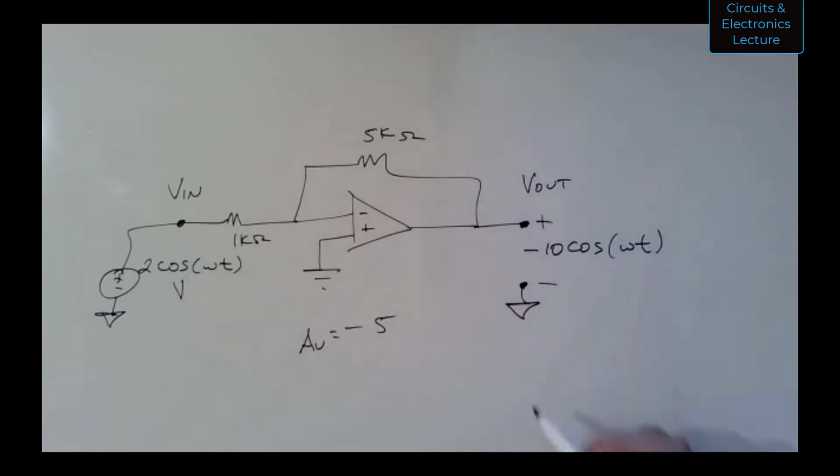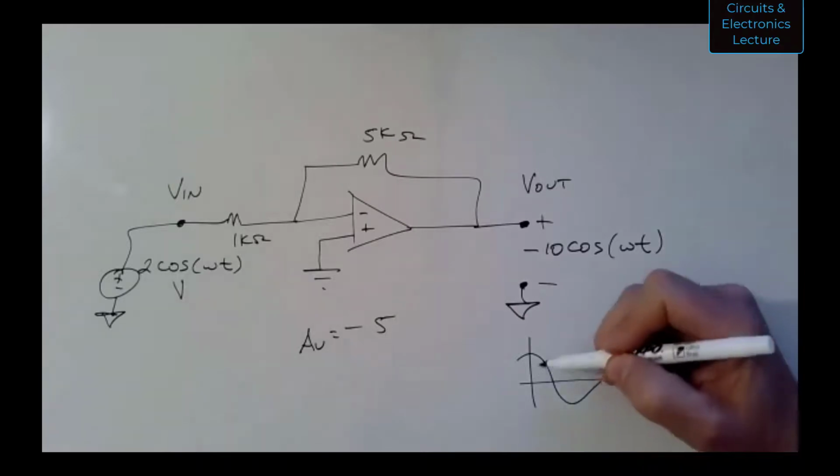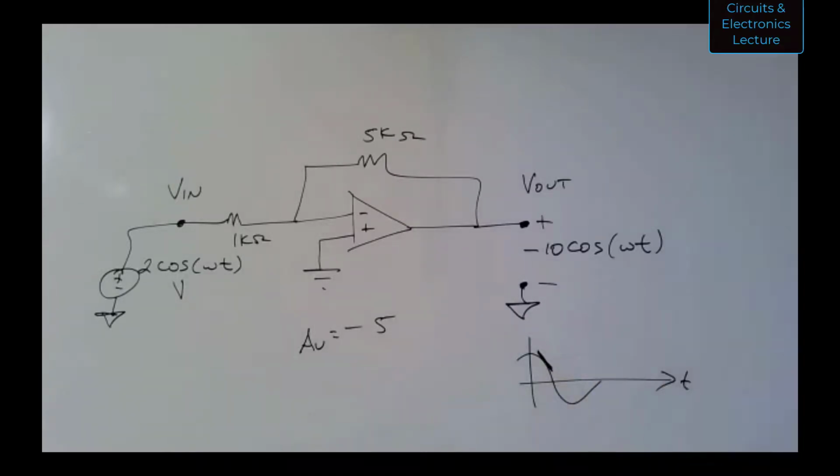So this cosine does that versus time. I could not have the slope of this voltage, here's a slope right here, I can't have the slope at that point exceed the slew rate, or else that output is going to get distorted. Oh, okay, I see. All right, thank you. Yeah.